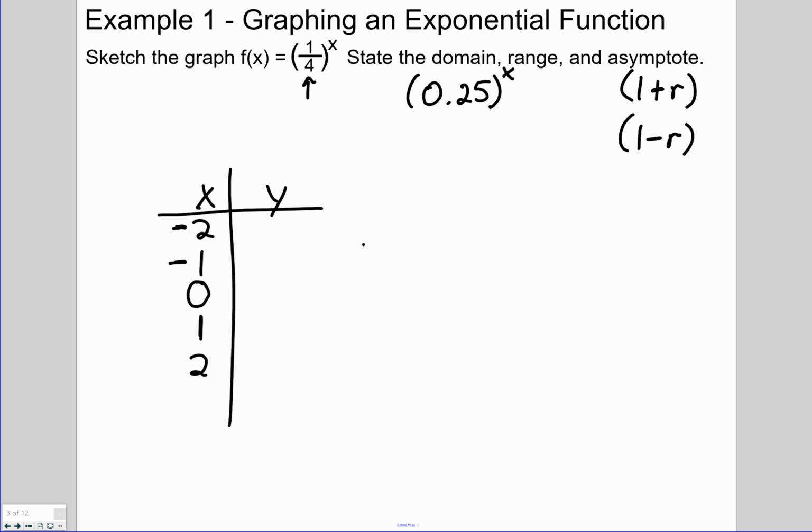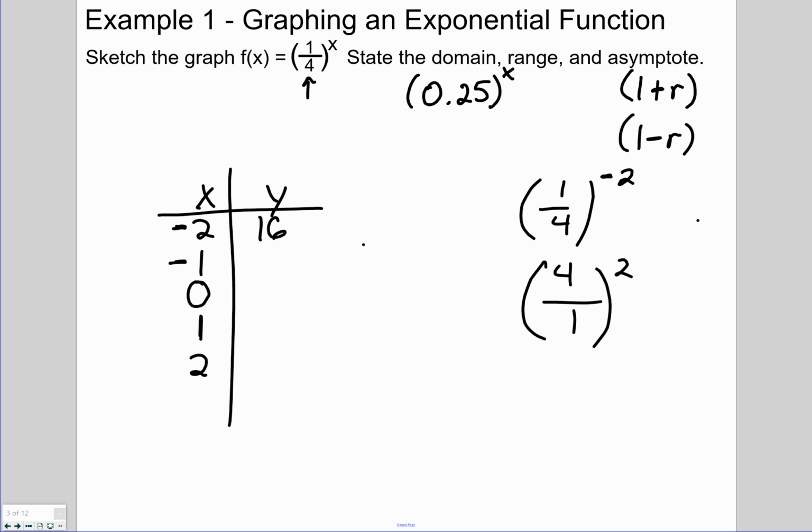All right. So what happens when you have -2 for your x? It's 16. Now let's think about why this is 16. If you have 1/4 to the -2nd power, do you know what you should do to this fraction when you have a negative exponent? You should use the reciprocal. Flip it. So it'll be 4/1 squared, which is 16. So that's what the calculator did.